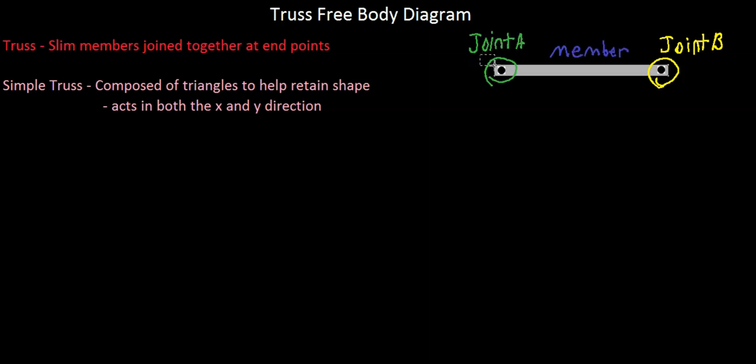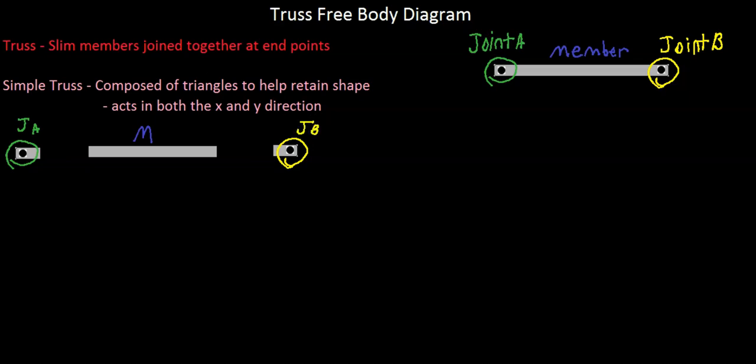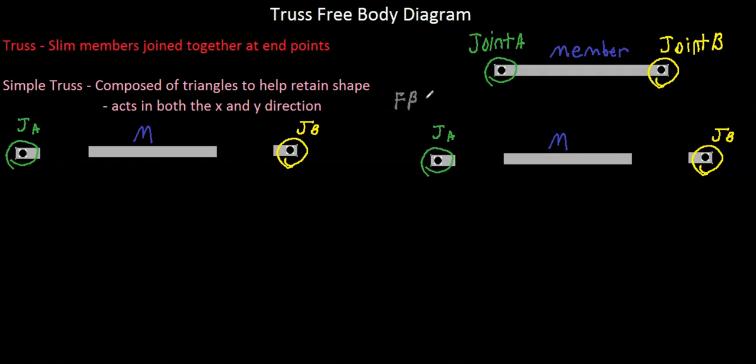To draw a free body diagram, we need to take the components of our system and separate them to show how the forces act on each other. So we'll label each one. We'll call this JA for joint A, we'll call this member, and we'll call this JB for joint B. In our class, there are two ways that these components can act on each other. So we'll sketch it again over here to the right, so we can sketch the two different versions of the free body diagram. And if you can't tell, FBD stands for free body diagram.